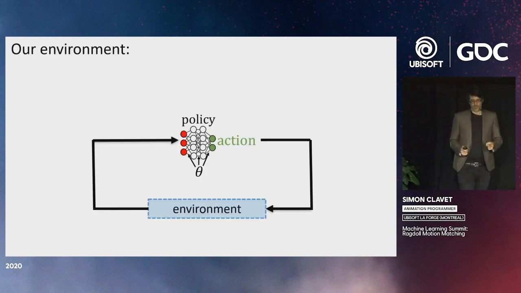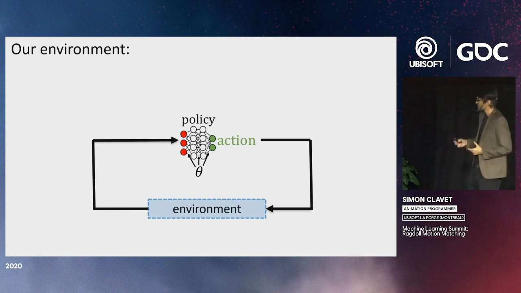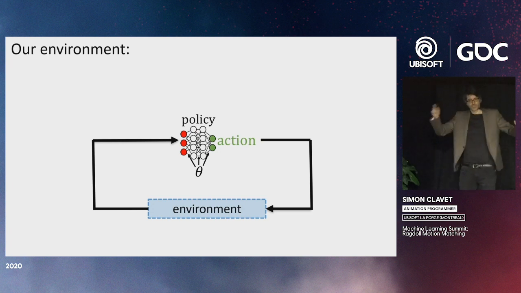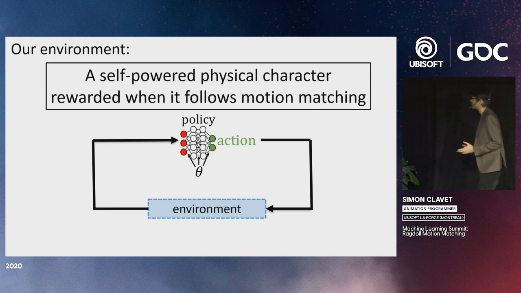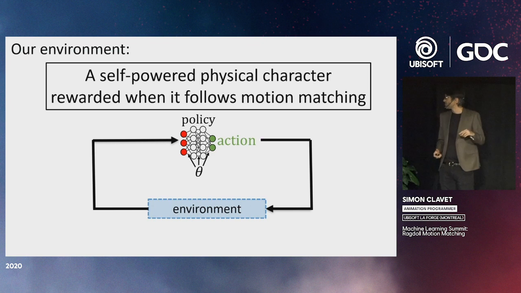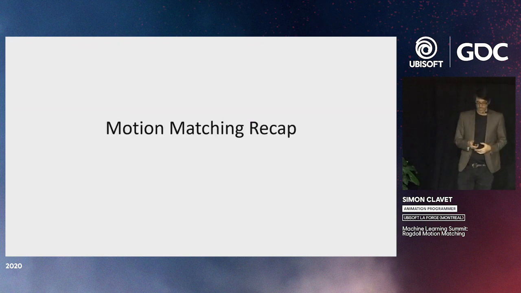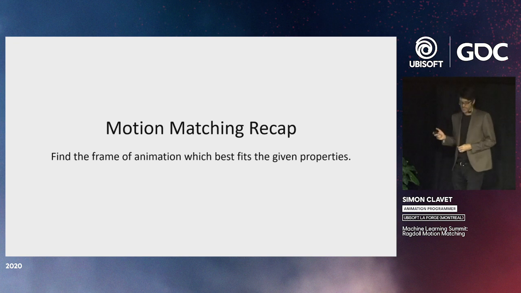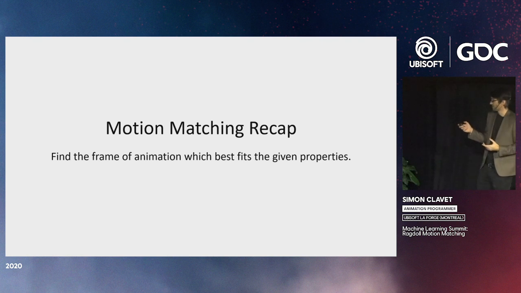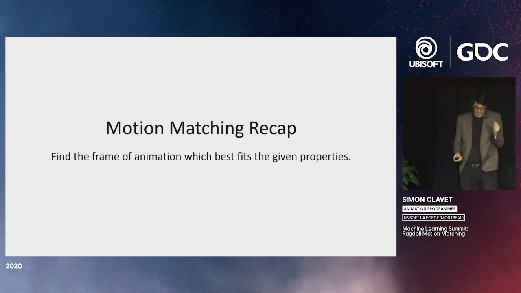And now we can look at our specific environment. So our initial problem: the environment is everything that is not the policy. There are going to be lots of different pieces in our environment, but the one-liner is this. Our environment is a self-powered physical character that is rewarded when it follows motion matching. Motion matching is a technique that was made for For Honor a couple of years ago. The main idea is you have a big database of animation, and every frame you find a little piece of mocap that fits your current pose and where you want to go. So it's actually not too complicated.